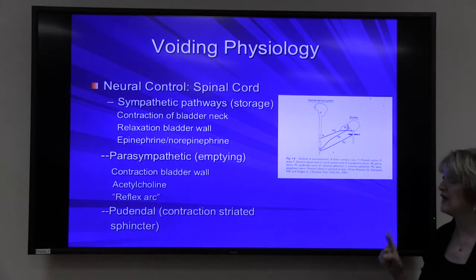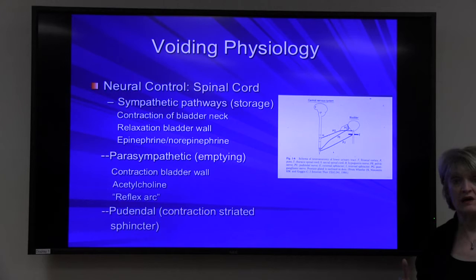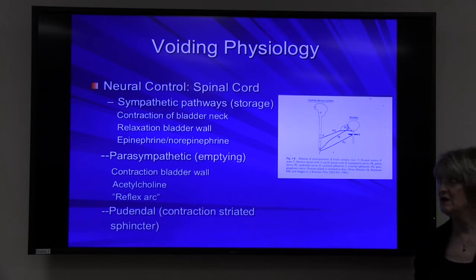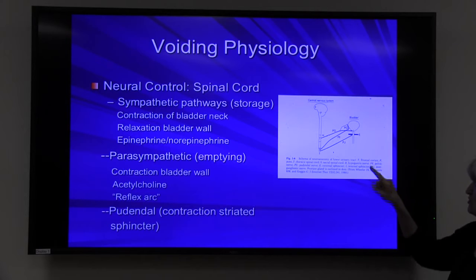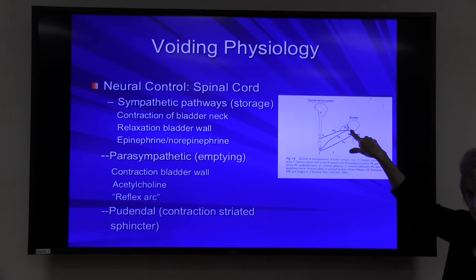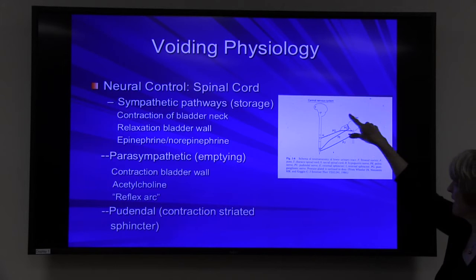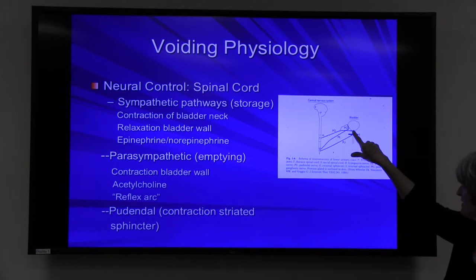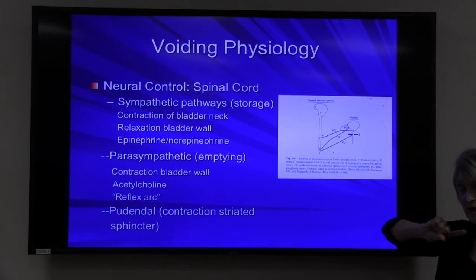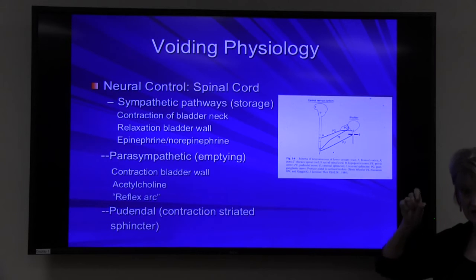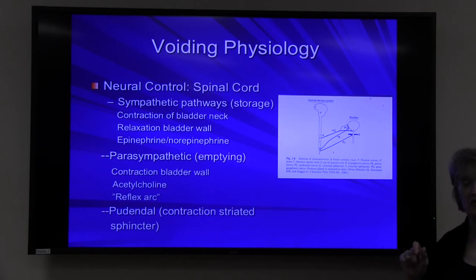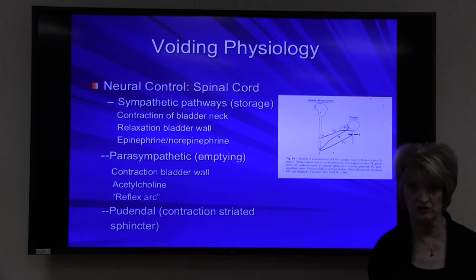So just to summarize, everything is coordinated. When the cortex says maintain storage, the pontine storage center is activated. It maintains storage by keeping the bladder neck tight. Sympathetic pathways are active, keeping the bladder wall relaxed, so that's sympathetic stimulation. Bladder wall relaxed, bladder neck tight. Also remember that the pontine storage center activates those cells in the sacral cord on its nucleus to activate the pudendal nerve, so you get contraction of the striated sphincter.